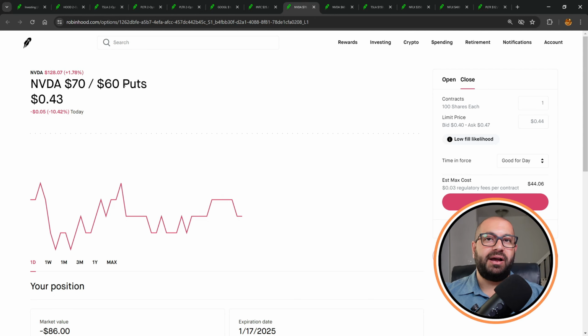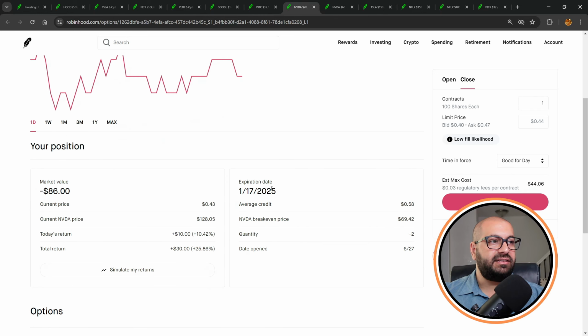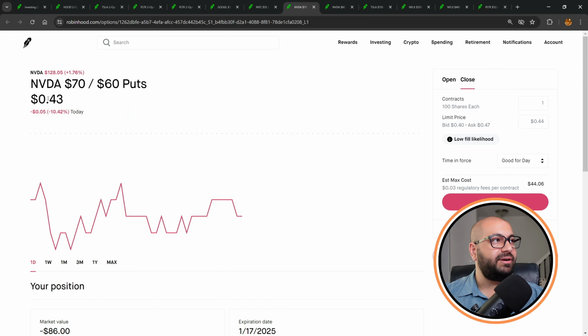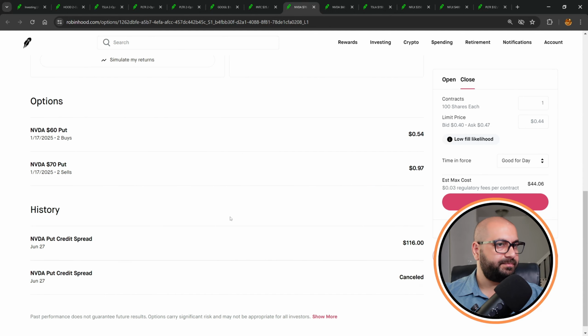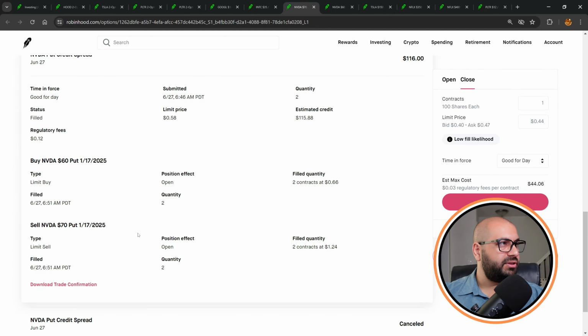Next, I want to show you my put credit spread against Nvidia. I sold the $70 and I bought the $60 that expire at the beginning of next year, January 17, 2025. I opened that on January 27, meaning about 2 weeks ago. The average credit I received was 58. Right now, if I want to buy to close, it is 43, meaning it's a little bit positive for me by $30 or 25%.